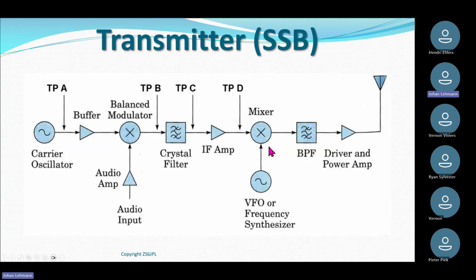Okay, now we go to SSB. If we now think back, again, I've got an oscillator, I've got a balanced modulator, and I've got an audio signal. So what comes out here? I've got three frequencies coming out here. I've got the sum of the frequencies, the difference of the frequencies, and the carrier. So now I use a very sharp filter, in this case a crystal filter, to remove the sideband and the carrier because I don't want it.